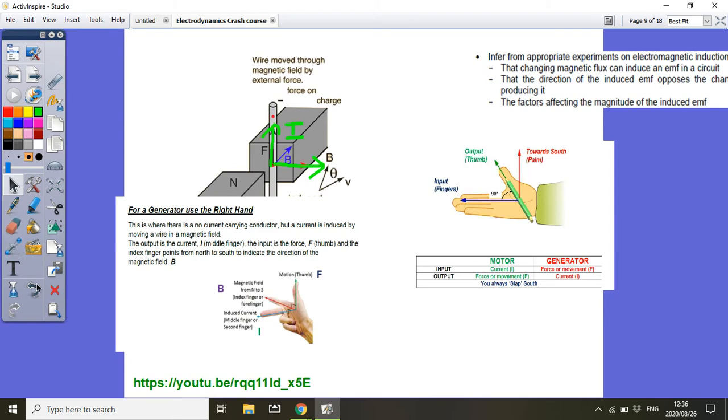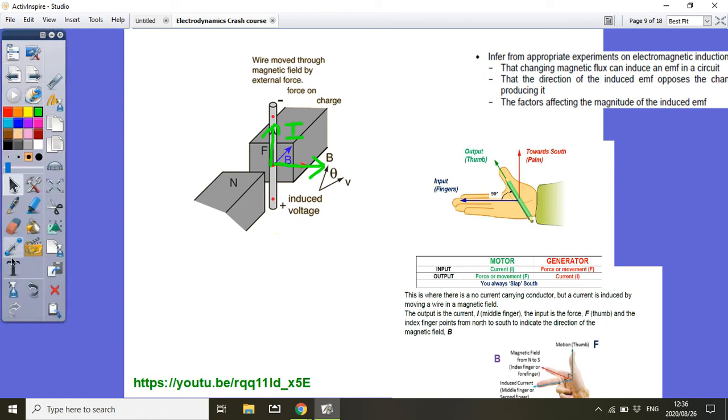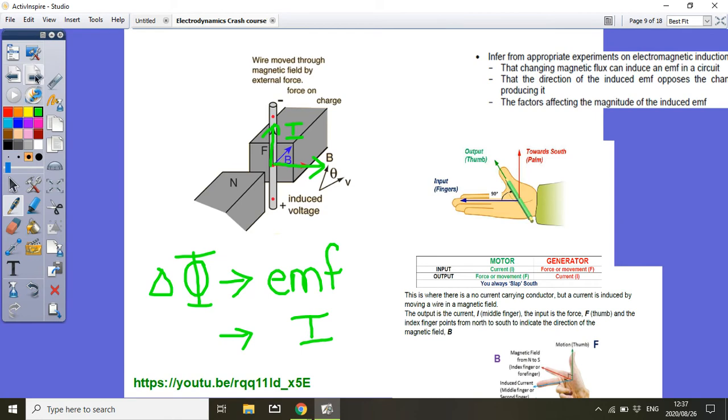Now, just quickly saying it again, what's important here is that when I'm moving the wire, there has to be a change in the magnetic flux. If there is a change in magnetic flux, there will be an EMF induced. The EMF induced will cause a current to flow. Now, this brings us to Faraday's law of electromagnetic induction, which is super important.